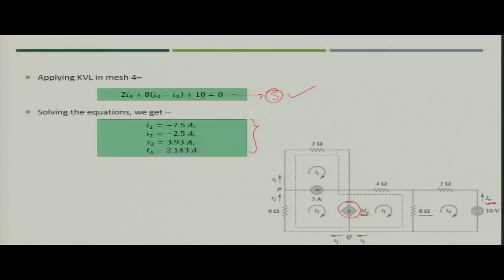So, with this we close our today's session. Today we discussed mesh analysis, and particularly the case where a current source is available in the mesh analysis. In the next class we will discuss node analysis, because that is where we will apply our Kirchhoff current law and analyze the circuits where voltage sources are there.